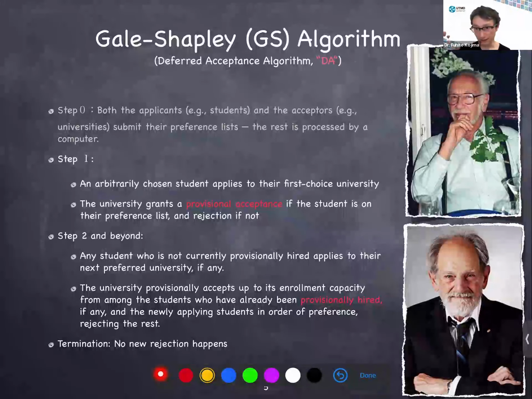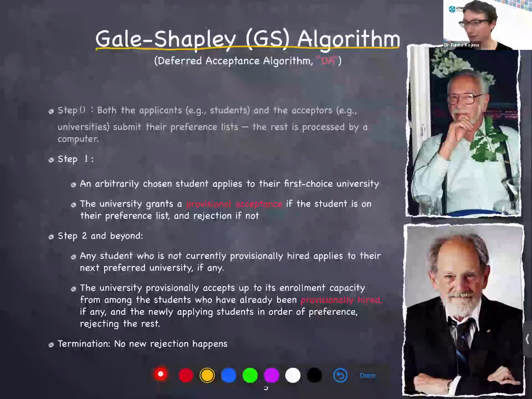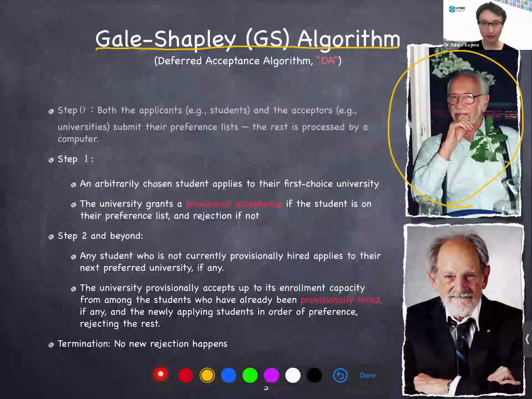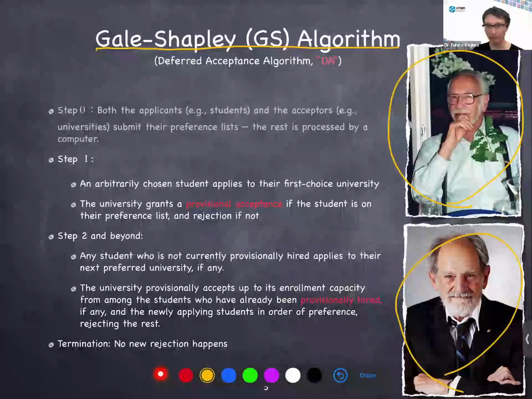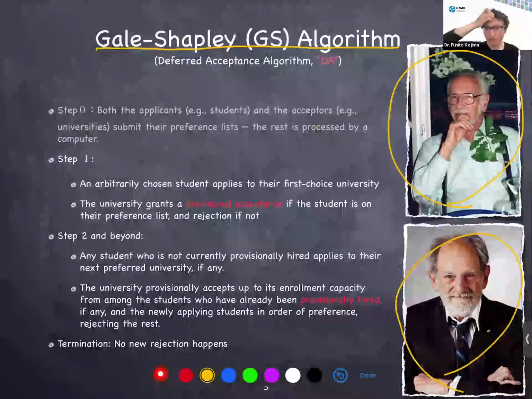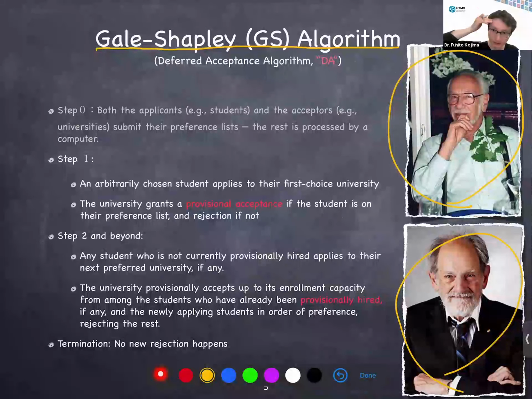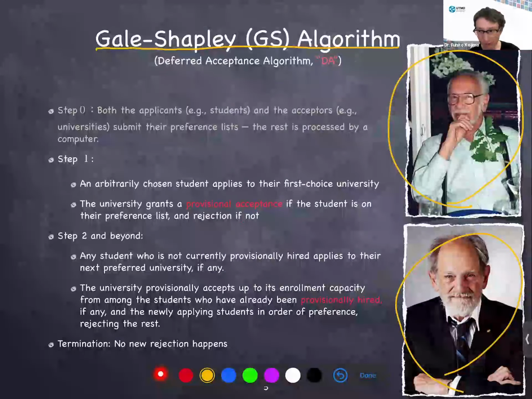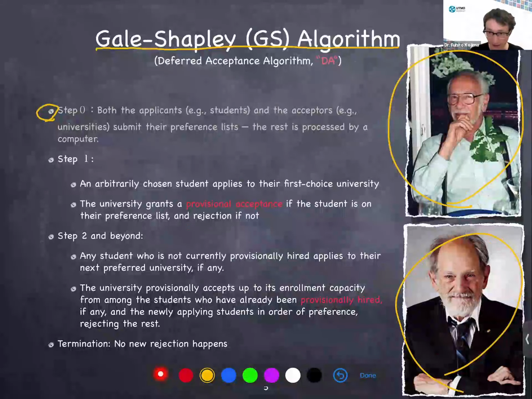Fortunately, the basic template for a good algorithm has been long known, actually. And that is called the Gale-Shapley algorithm. Gale is the inventor of this algorithm, and Shapley is the other inventor of the algorithm. So this is a computer algorithm which mimics the real-world negotiation in the labor market, but in a better way. So let me explain. Step zero is a stage in which the algorithm needs to get the input.